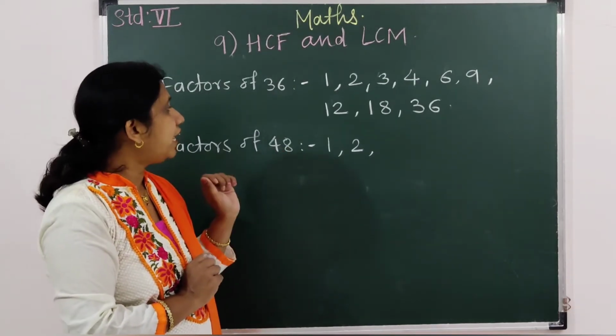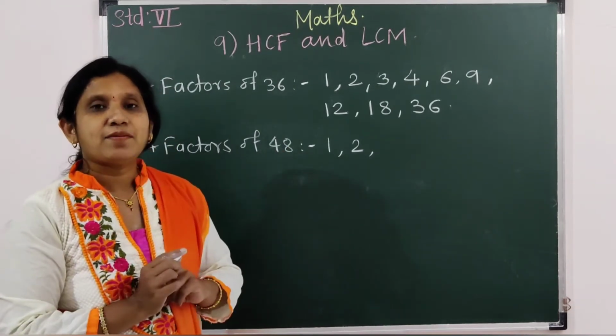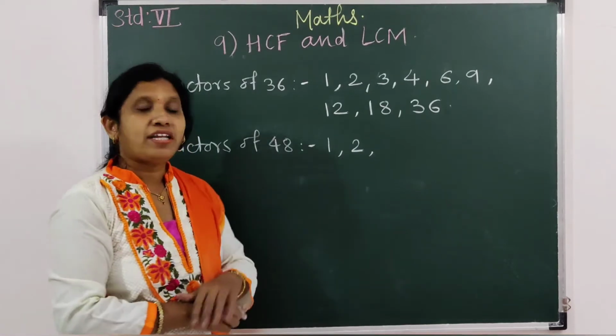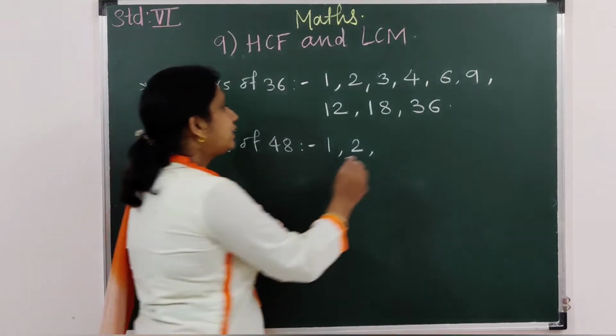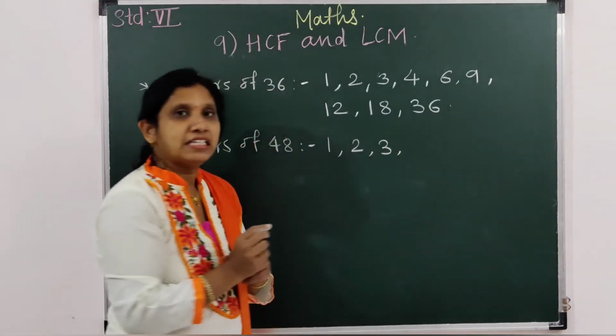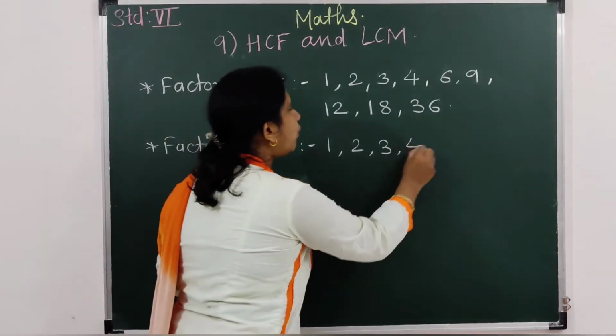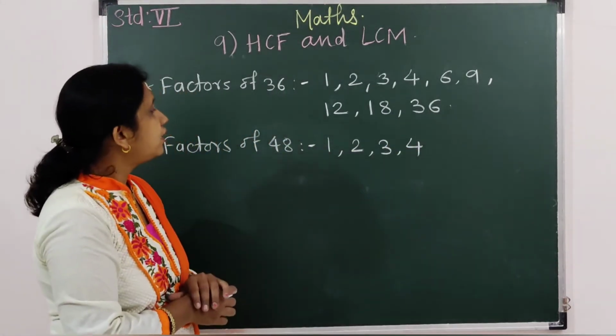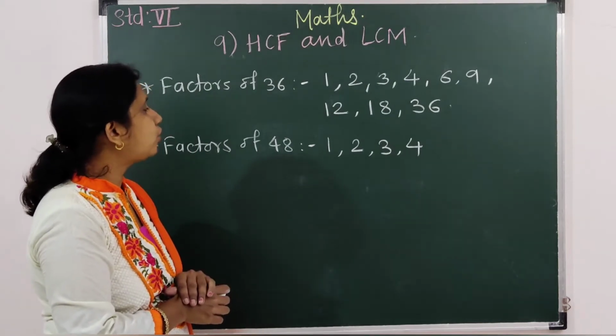So 4 plus 8, 12. 12 is divisible by 3. So the number 48 is also divisible by 3. Write here factor 3. Then of course 4 ones are 4, 4 twos are 8. So it is divisible by 4 also.